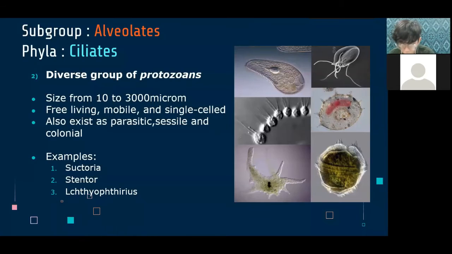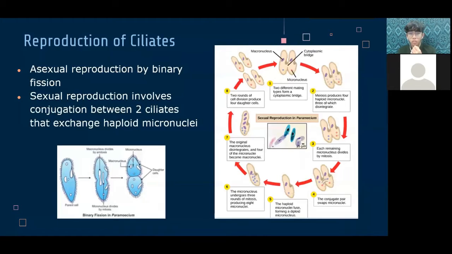Ichthyophthirius is an ectoparasitic protozoan that causes a common disease in fish called ich. If left untreated, it can be fatal. We move to the reproduction of ciliates.